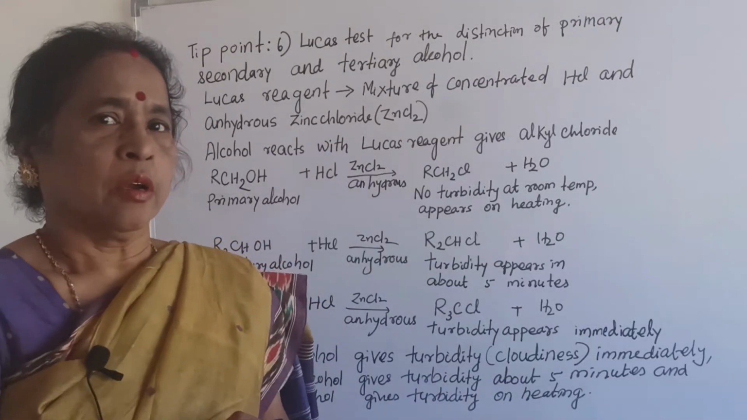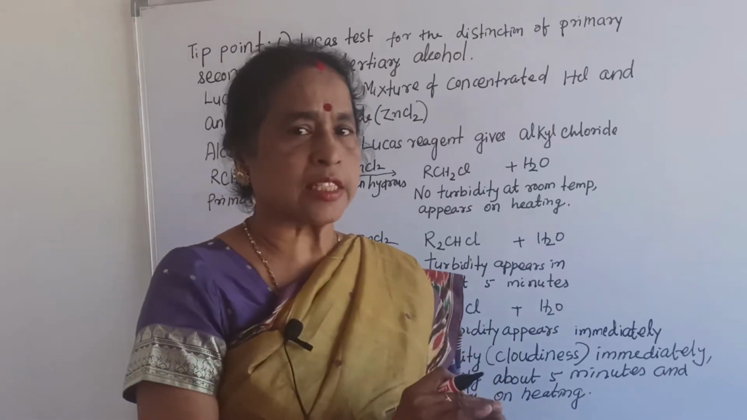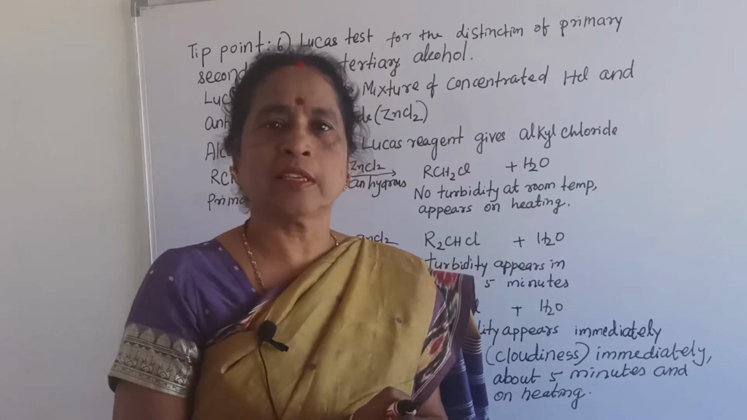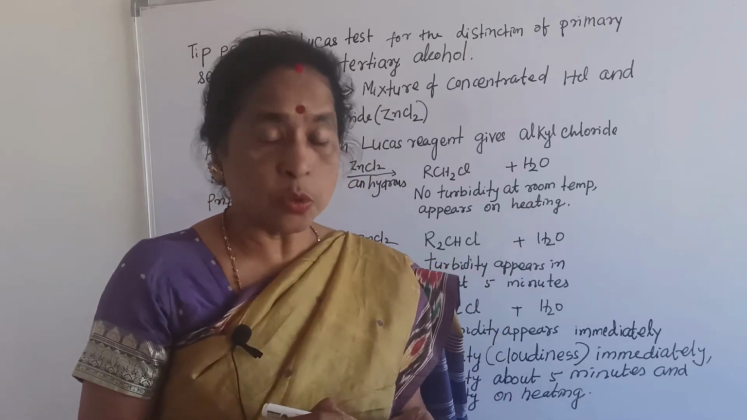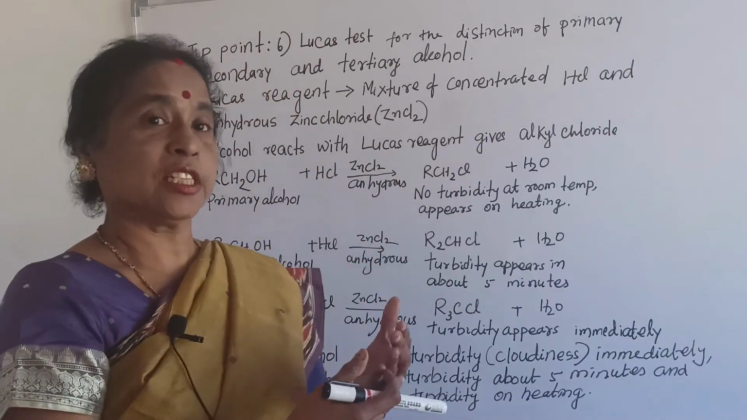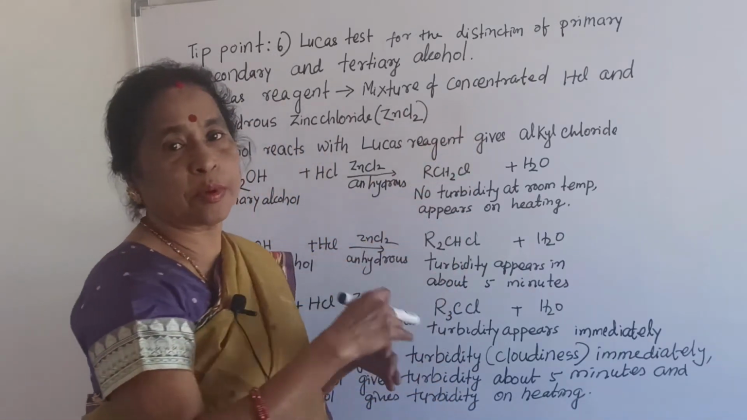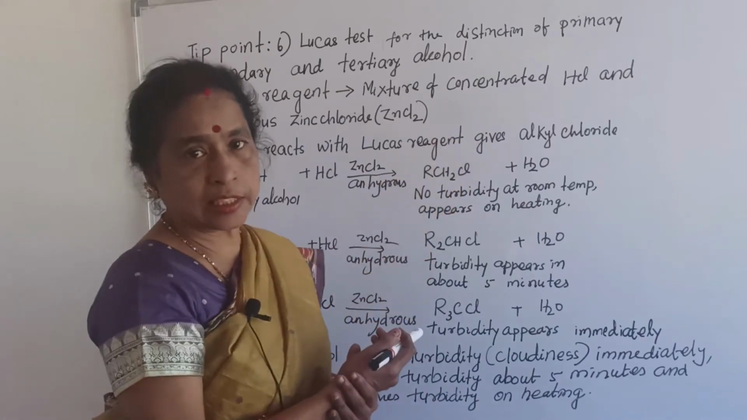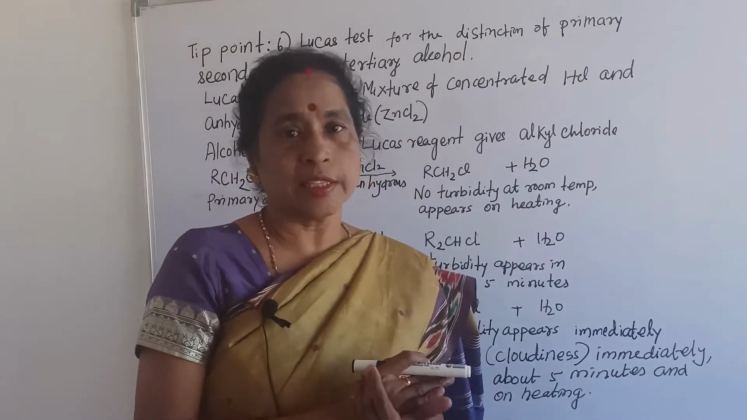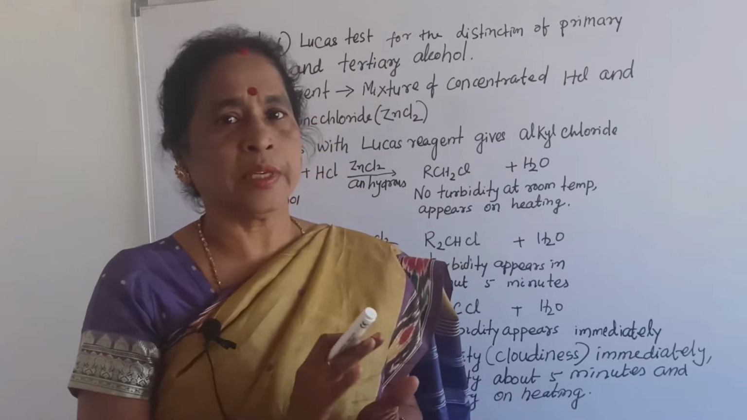Now come to tip point 6. What is that? The Lucas test. This Lucas test is very helpful to distinguish between primary, secondary and tertiary alcohol. What is the Lucas test? Here the reagent is called Lucas reagent. Lucas reagent is a mixture of concentrated hydrochloric acid and anhydrous zinc chloride.